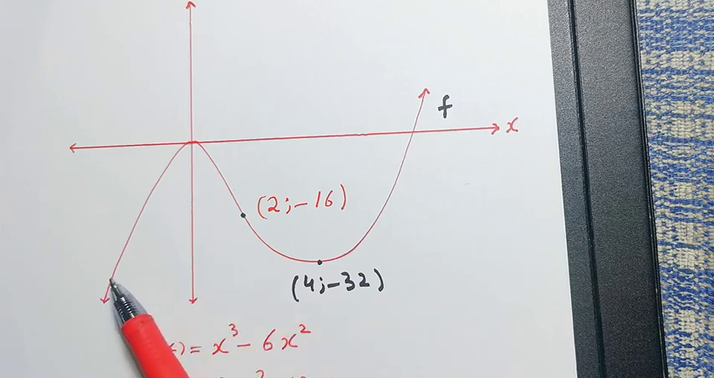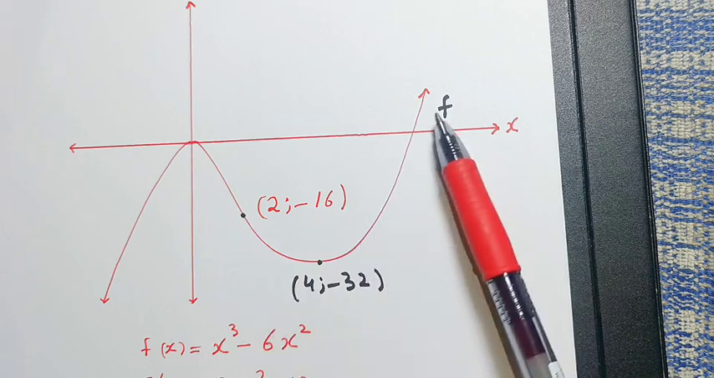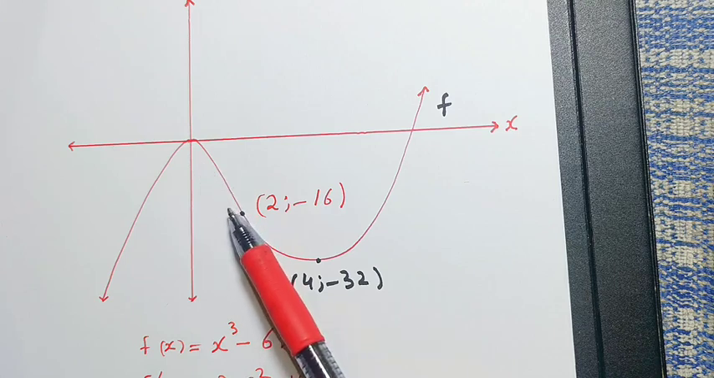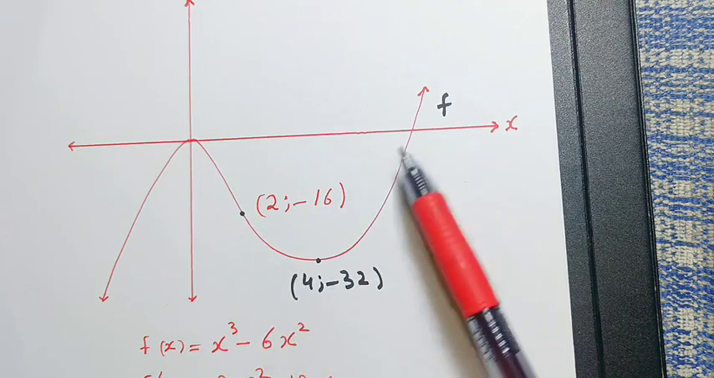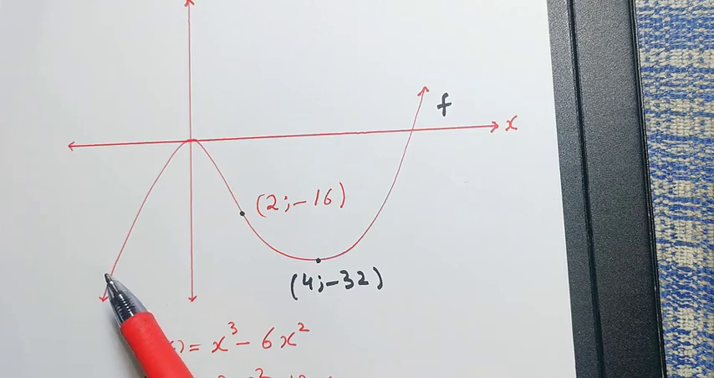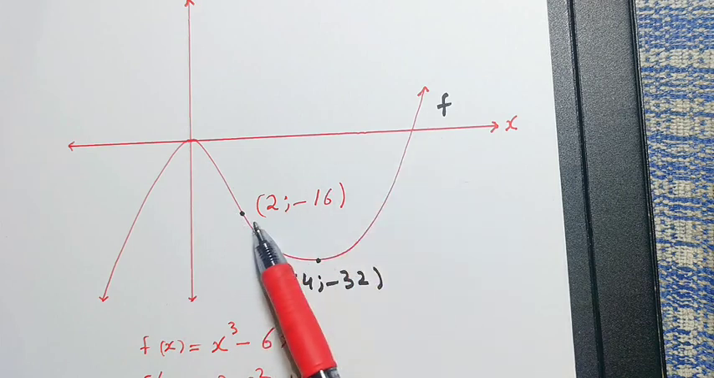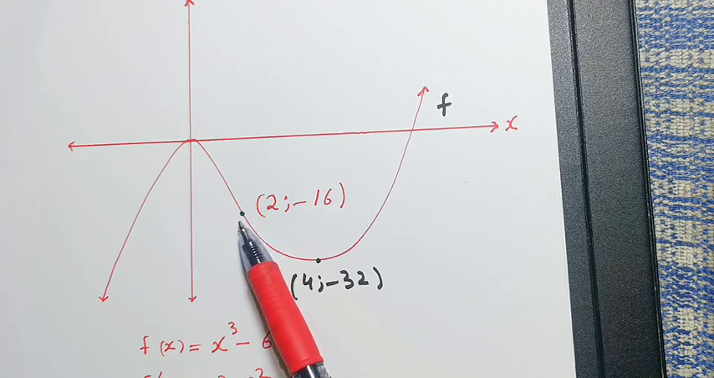The graph is concave down and then concave up. Graphs start sad and then smile. This is a positive function, a positive graph, and a point where a function changes from concave down to concave up is called a point of inflection. So this is a point of inflection.